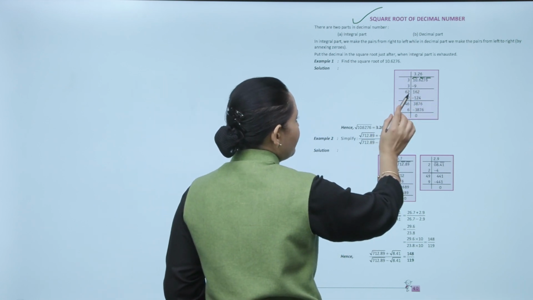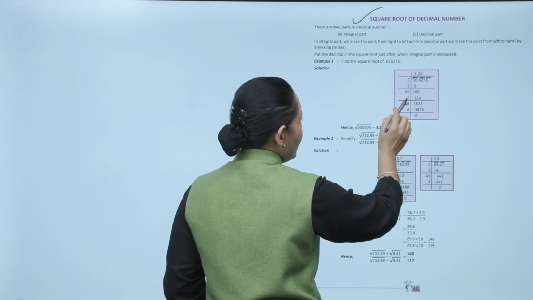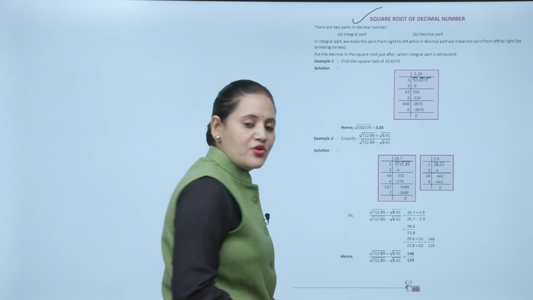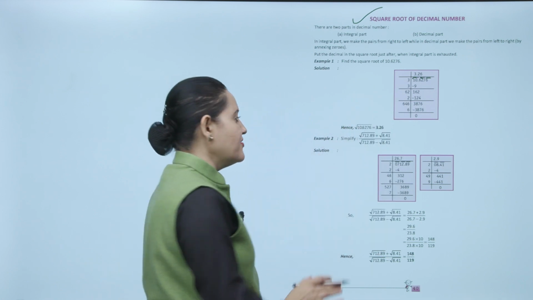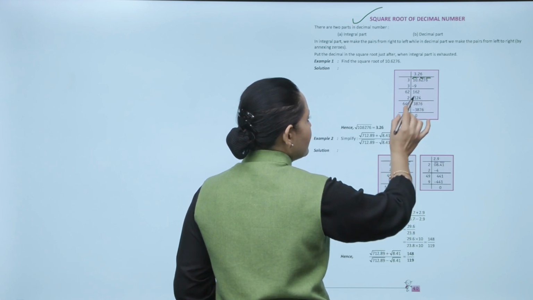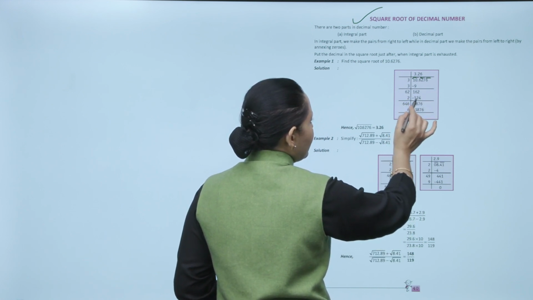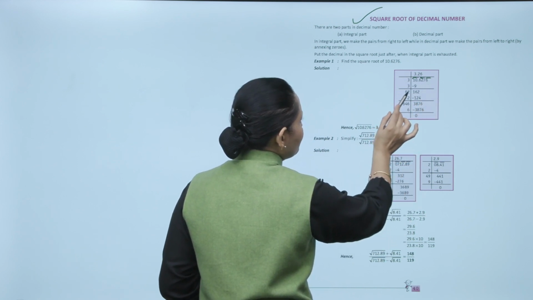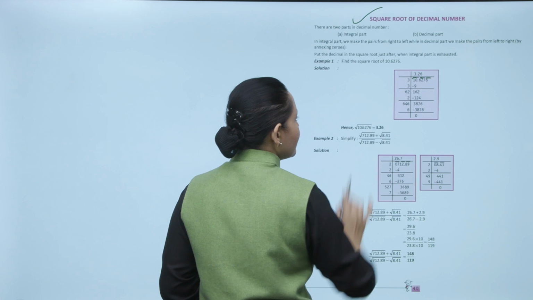Now we have to think of a number such that when we multiply 62 by it, the result is either equal to 162 or just less than 162. So 2: multiply, subtract 124, and 38 remains. Then the next pair, 76. Here we do 2 plus 2, 4, and then 6.